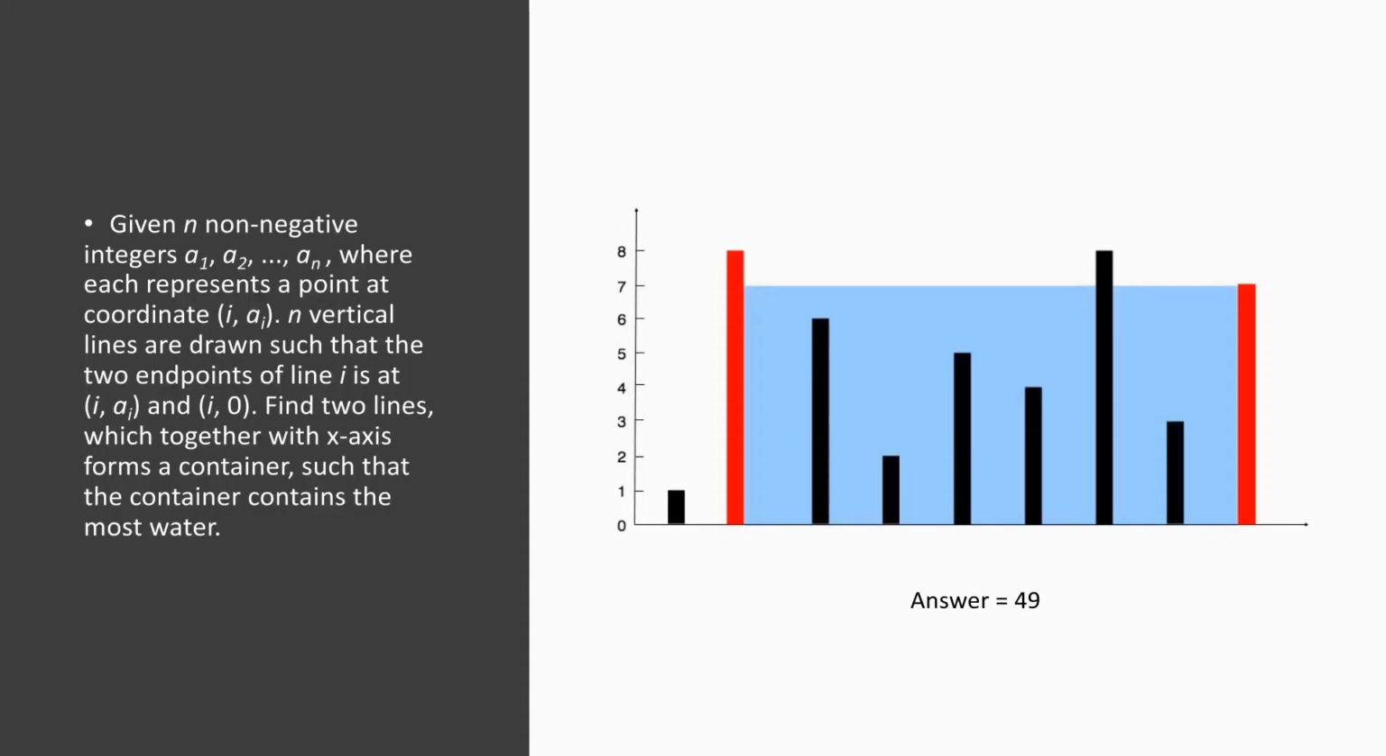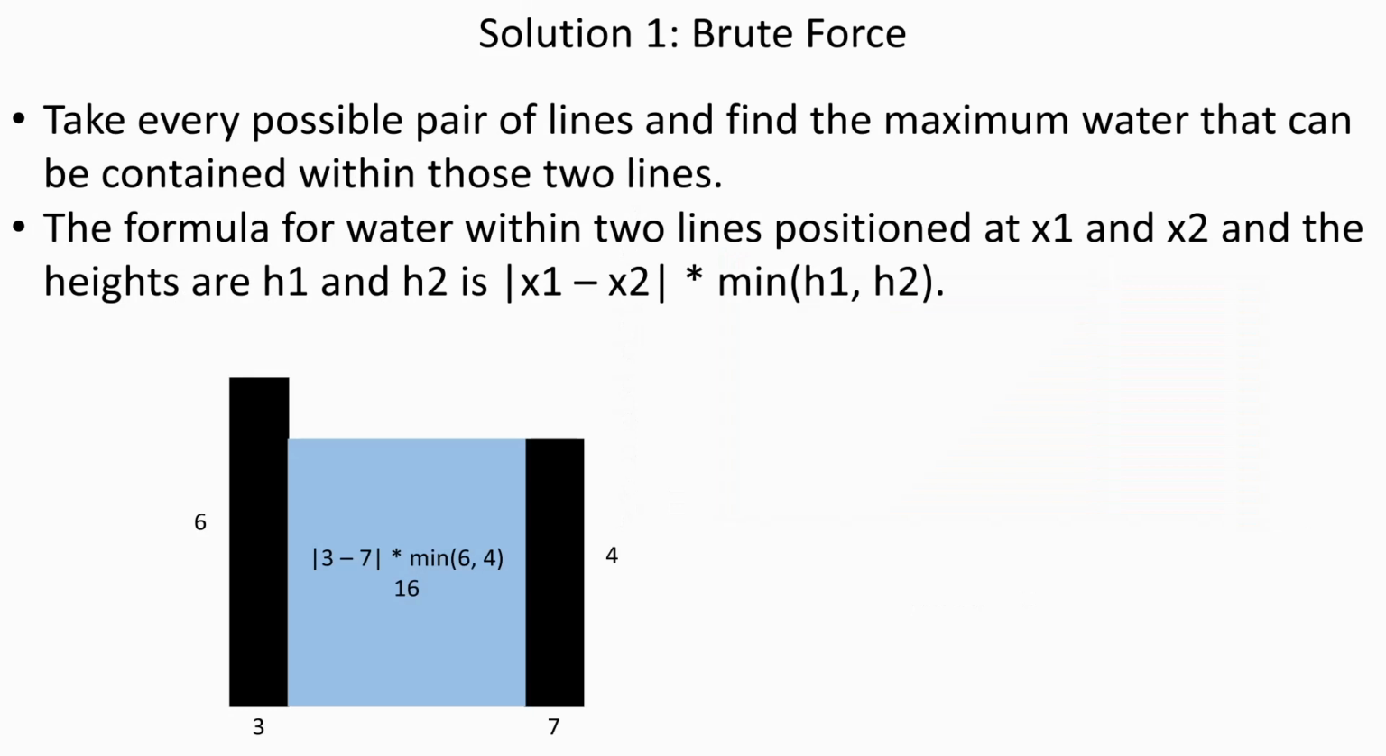You're given an integer array of non-negative numbers where each number represents the height at that position. For example, if you're given this array, the heights are 1, 8, 6, 2, and so on. And you have to return the maximum water that can be trapped between two heights. In this example, you have to return 49 because at indices 1 and the last one contain 49 units of water. So you return 49.